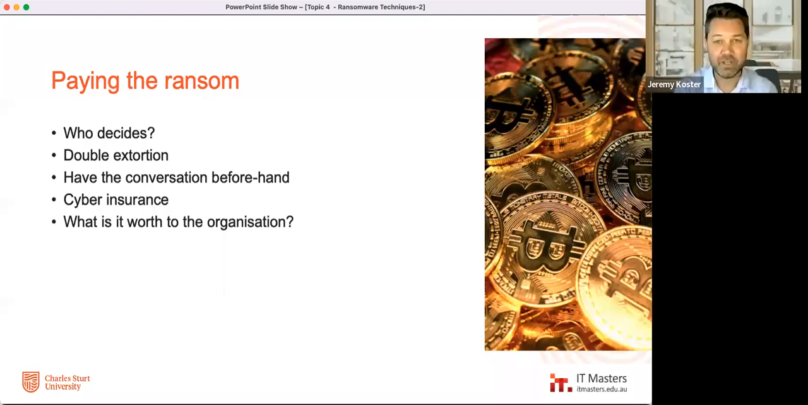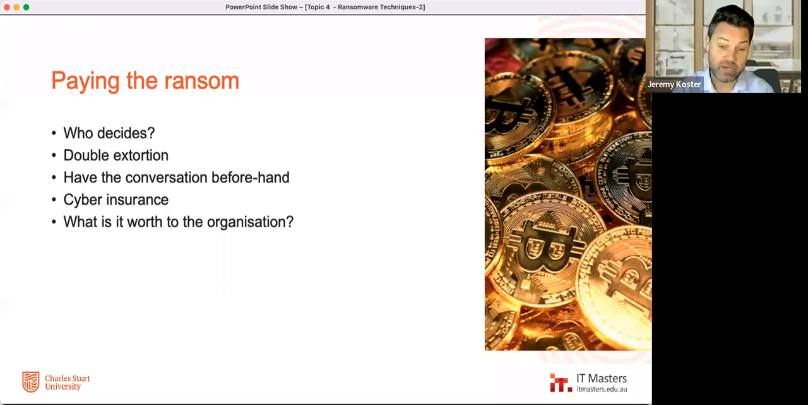And then think about possibly cyber insurance. There is some indication that attackers will target people with cyber insurance, because cyber insurance often comes with an indication of how much ransom you would pay if you're in that position. So that's something to think about. And then the big question is, what is it worth to the organization to get your systems back if they're all locked up, or to get the data back and to save reputation?